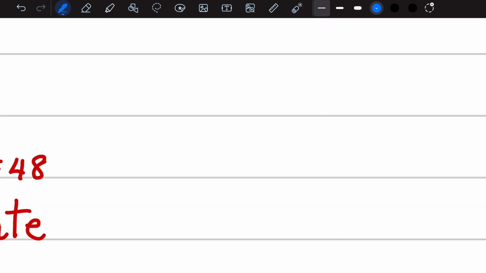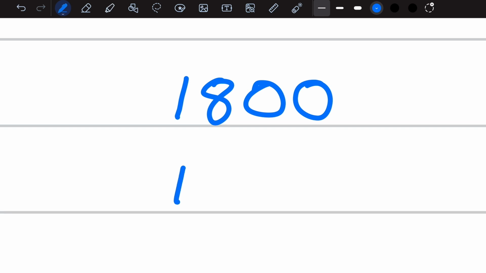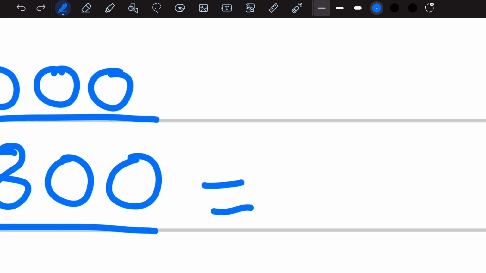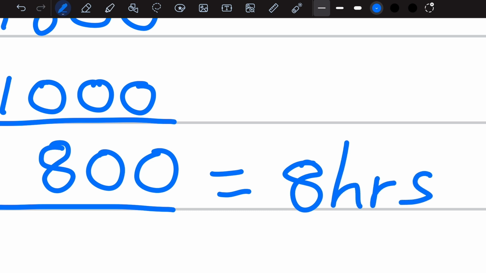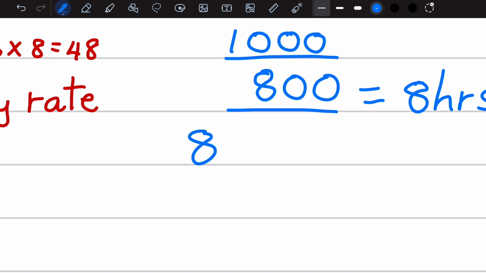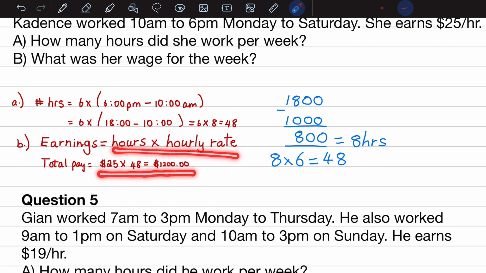Right, so how I would work that is I would put it on the side here. 6 p.m. That will be 12 plus 6, 18, 1800 hours. 10 a.m. will be 1000 hours. We subtract these two to find the duration of time, and that will be 800 hours, which is 8 hours. Right, so 8 hours times 6 days will be 48 hours. And then we multiply the total amount of hours by the hourly rate. 25 times 48 is 1200.